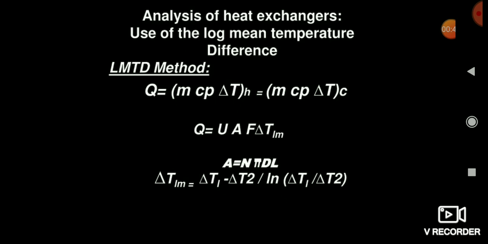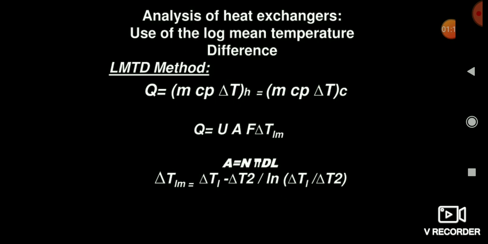Here you see that mCp delta T H is given, meaning the hot fluid will lose heat, and of course it will give that heat to the cold fluid. Suppose the initial temperature of the hot fluid is T1 and the final temperature is T2. Then you can write that m of hot fluid, the mass of hot fluid, into Cp of hot fluid into T1 minus T2, that is the temperature difference of hot fluid.